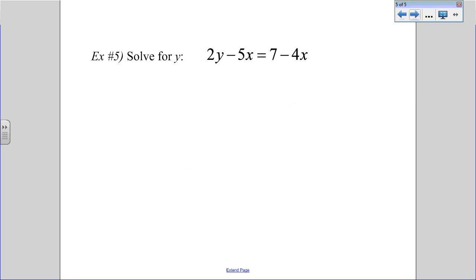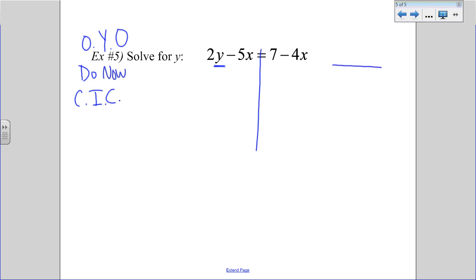And so for example 5, I'm going to turn this into a on your own. So you're going to do this now, and then we will check in class. Do not skip it. Do not forget. Stop and do it right now. But what you're going to do, ladies and gentlemen, is solve for y. So write down your chart of operations, write down your chart of undo, and then go through and solve.